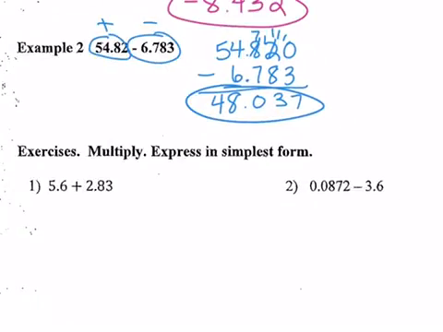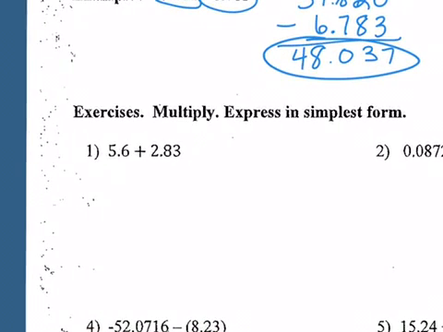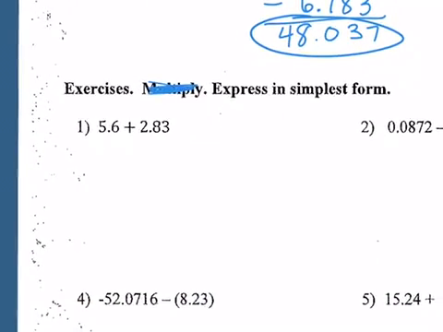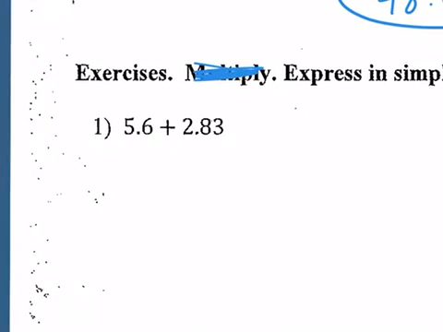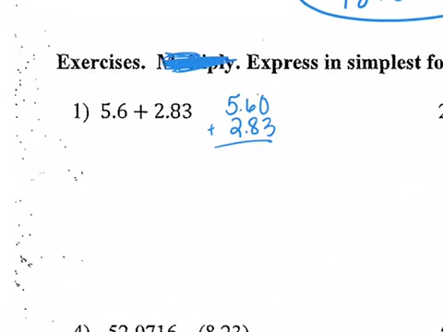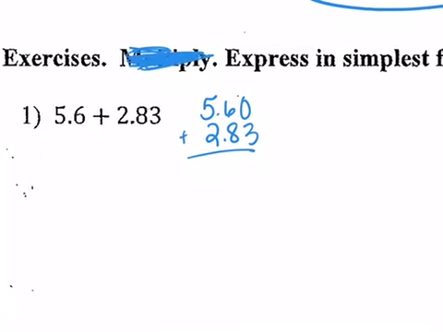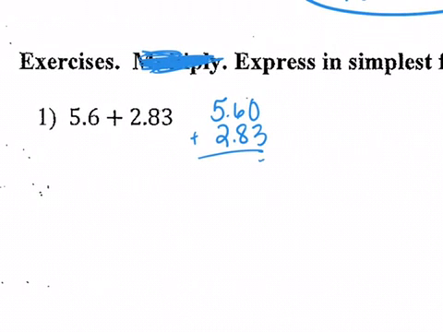Okay, down at the bottom on these exercises, ignore the multiply, because we're adding. So 5.6 plus 2.83. The only thing you need to remember is that you're lining up your decimals. So 5.60 plus 2.83: 0 plus 3, 6 plus 8 is 14.